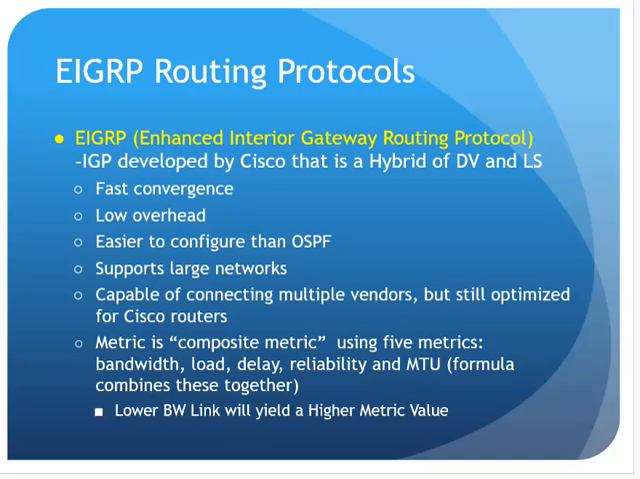EIGRP, this will be one of the last ones we configure in the lab room. This is a hybrid of distance vector and link state, with fast convergence, low overhead, and easier configuring than OSPF. It supports large networks. Again, it can handle multiple vendors. It was optimized for Cisco, but capable of connecting multiple vendors. And again, it uses another composite metric: bandwidth, load, delay, reliability, and MTU. The formula combines all these together. Again, the lower bandwidth link will yield a higher metric value. So I want to see lower values. Lower values mean higher bandwidth links, etc.